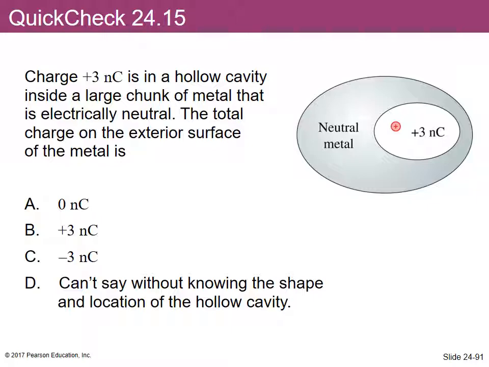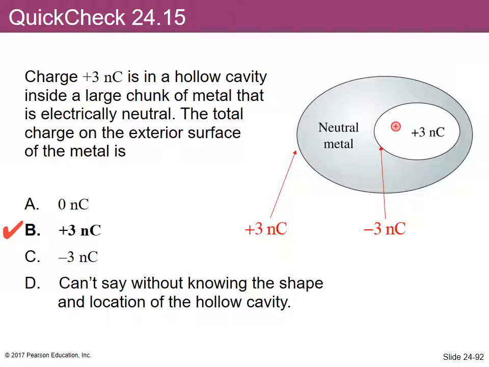Charge plus 3 nanocoulombs is in a hollow cavity inside a large chunk of metal that is electrically neutral. The total charge on the exterior surface of the metal is... The answer is B. A Gaussian surface drawn in the hollow cavity encloses a total charge of plus 3 nanocoulombs.